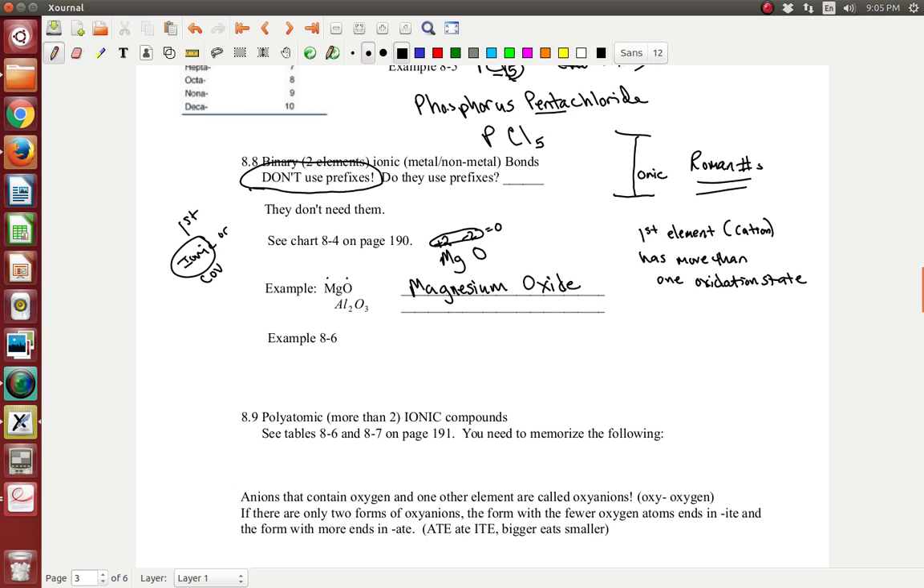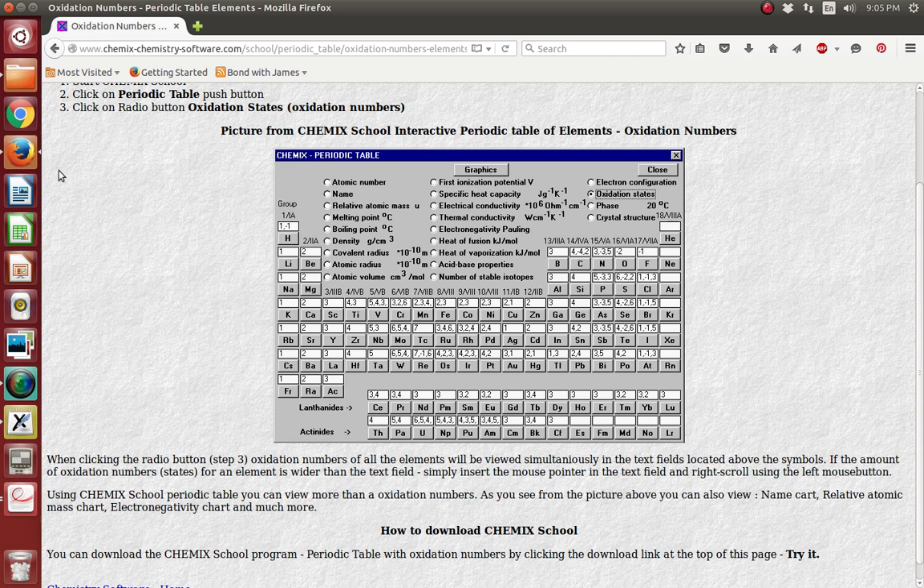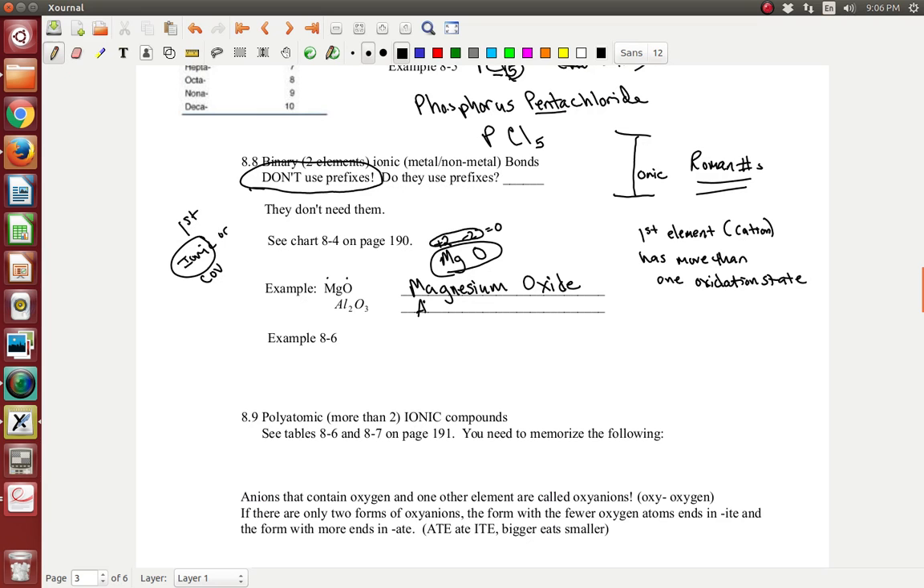Okay, let's look at this one, aluminum and oxygen. I'm going to look at that oxidation chart again. There's aluminum right there. You see it? It has a +3. Now you should have this oxidation chart in front of you as well. It has a +3 charge and oxygen has a -2 charge. So aluminum only has one charge, so I don't have to do anything special to it. It's just going to be aluminum oxide.